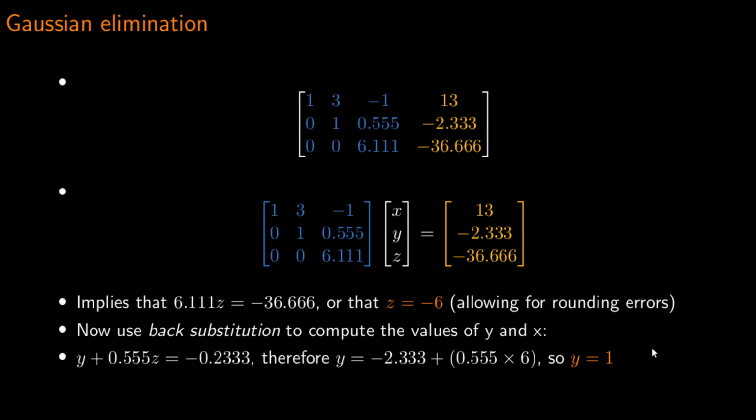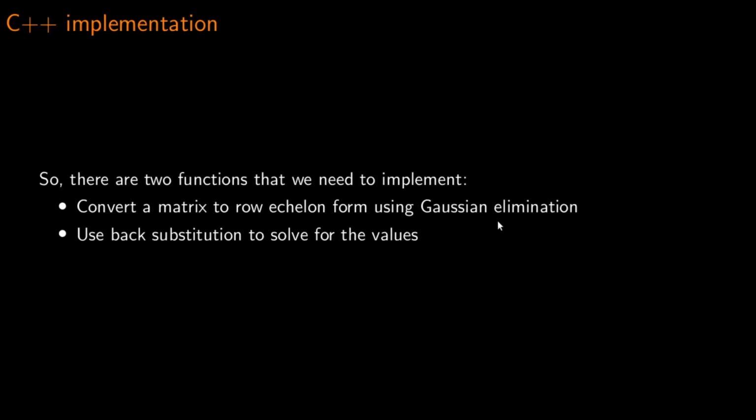And we can do exactly the same. Now we know z and y, we can now work out the value of x, which gives a value of 4. Okay, so that is the process known as back substitution, and it really forms the core of what we're actually going to implement today. So in terms of our C++ implementation, we see that there are really two functions that we need to implement.